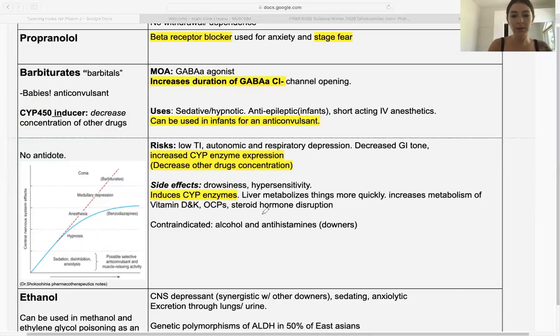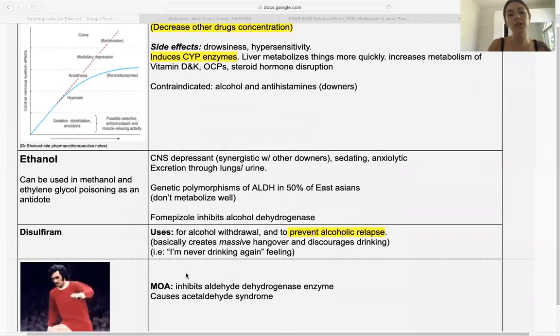Ethanol. Ethanol, everyone's generally, I think, pretty familiar with. It's a CNS depressant when used in large amounts, and it can be synergistic with other downers such as alprazolam, barbiturates, Valium, zolpidem. You don't really want to mix them with alcohol because they'll have additive effects. It can be used in methanol poisoning and ethylene glycol poisoning as an antidote. It will kind of overcome those other alcohols and hopefully save the patient from blindness and death.